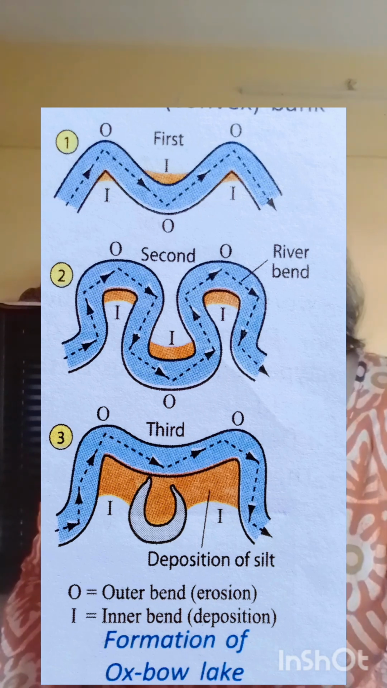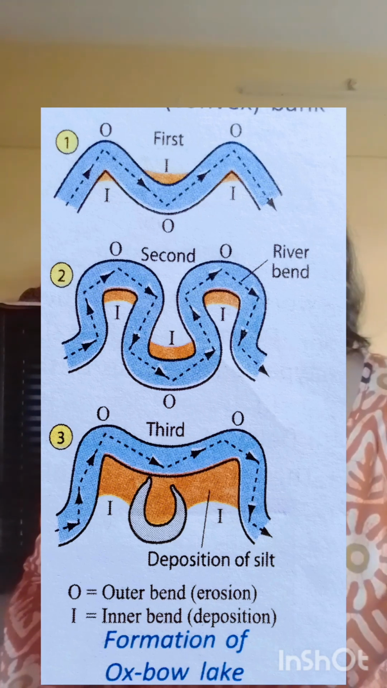The continuous process of erosion of the outer concave bank and the deposition on the inner convex bank causes the meander to be more pronounced. The outer bank gets eroded so rapidly that it assumes almost a circular shape. At one stage, only a narrow neck of land separates the two concave outer banks. The river then cuts through the narrow neck of land between the two banks and flows straight. Then the river starts following the straight path.